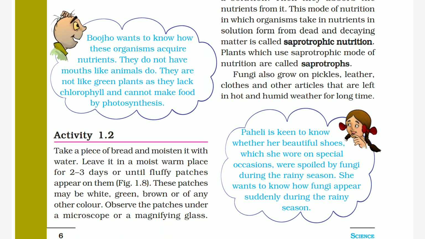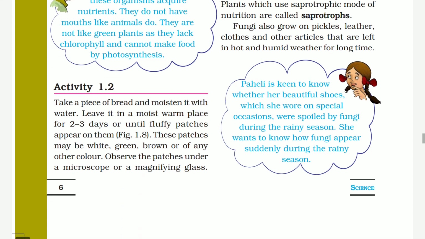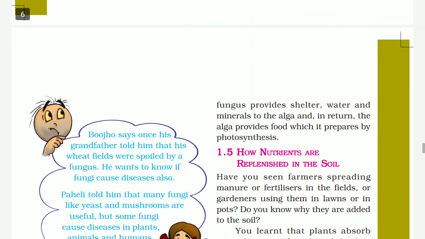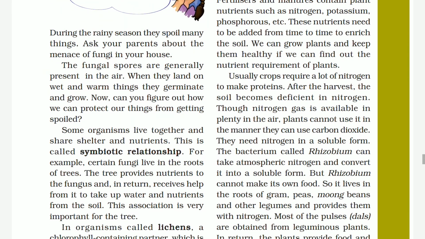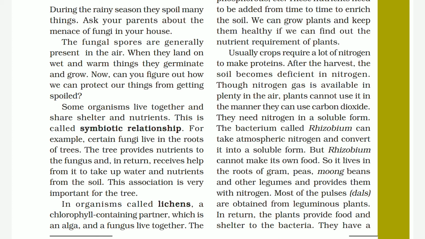Fungi also grow on pickles, leather clothes, and other articles left in hot and humid weather for a long time. The rainy season spoils many things. You can ask your parents to see; there are many places where fungi can be seen. The fungal spores are generally present in the air. When they land on wet and warm things, they germinate and start growing.